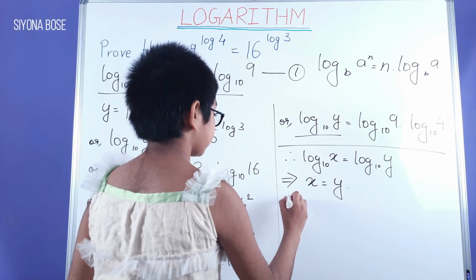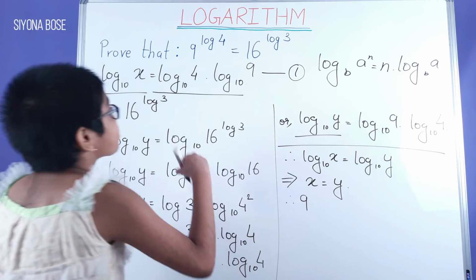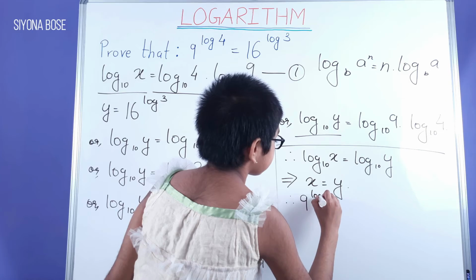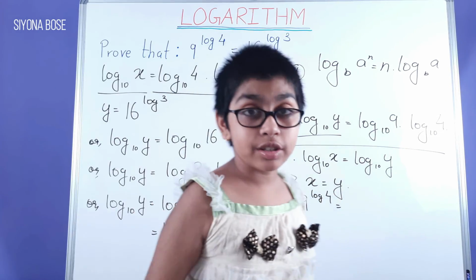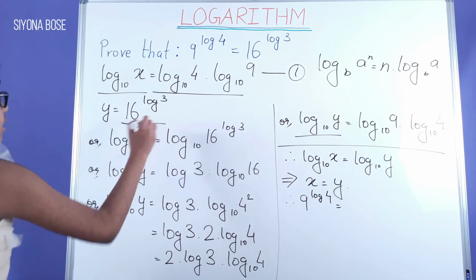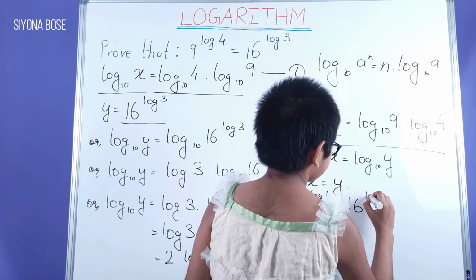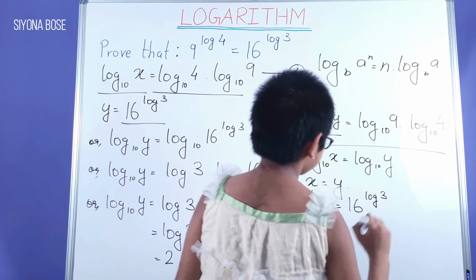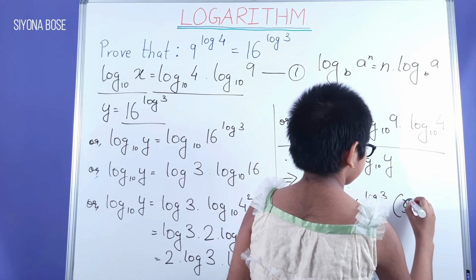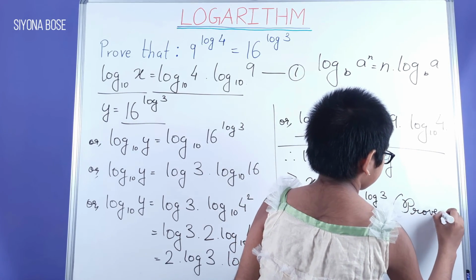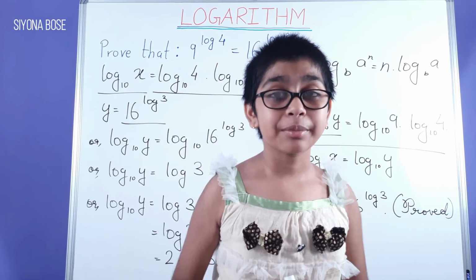Therefore, we took x as 9 to the power of log 4 equal to y, which we took as 16 to the power of log 3. Proved. Now you may take a look at the board.